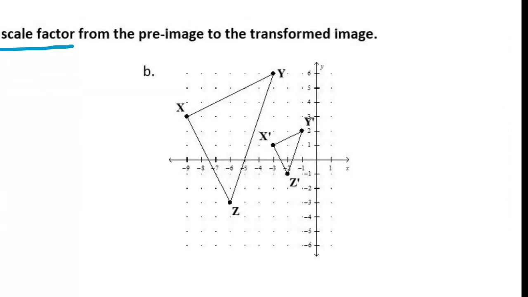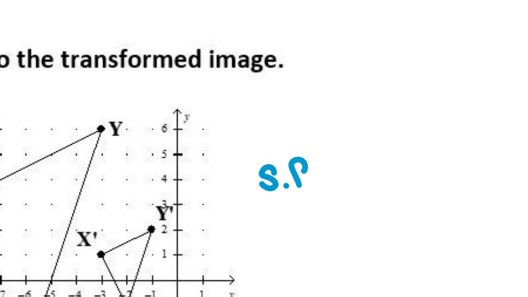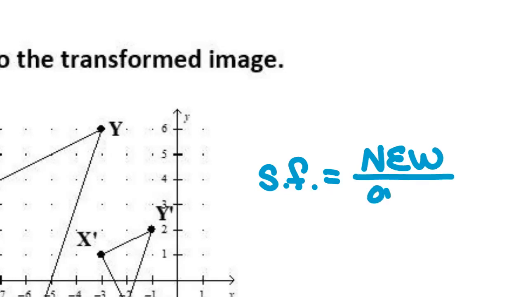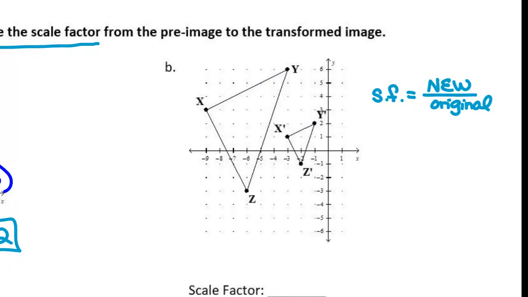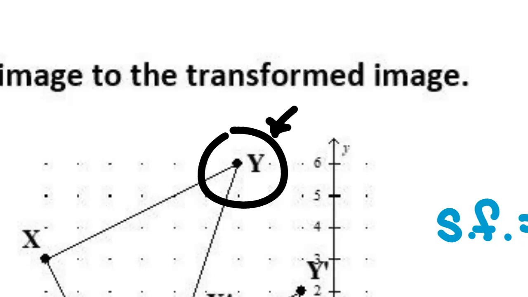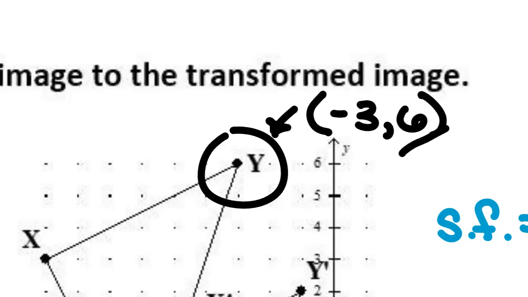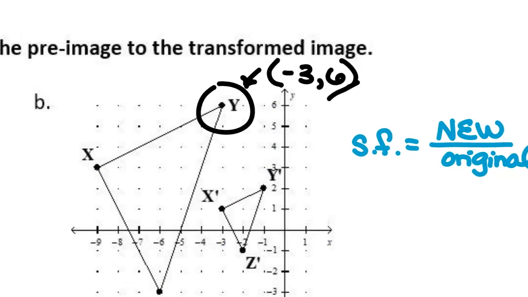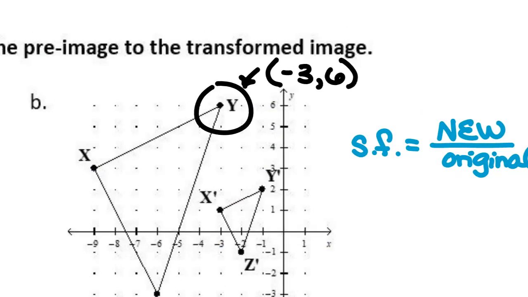Let's do part B real quick so that we get one more piece of practice like that. All right, so scale factor is new over original. We got to pick one of our points. Do you guys want X, Y, or Z? Z. Y is the first one that I heard. Does it matter which one you pick? Nope. What is the ordered pair for Y? Negative 3, 6, right? Unless I'm reading it wrong. Yeah, negative 3, 6.